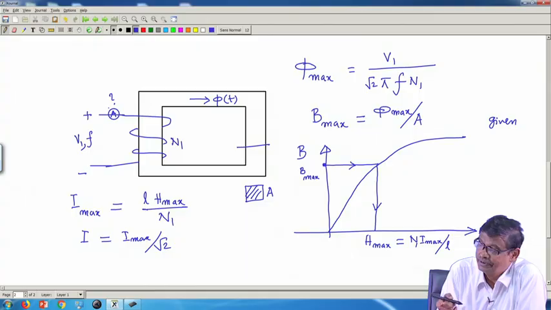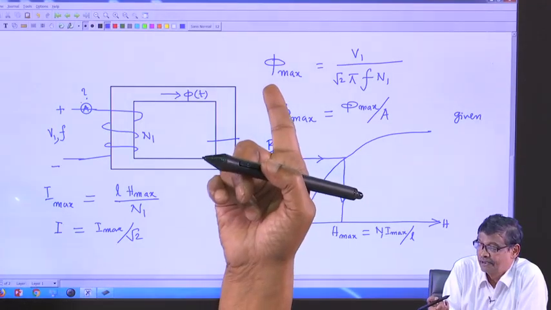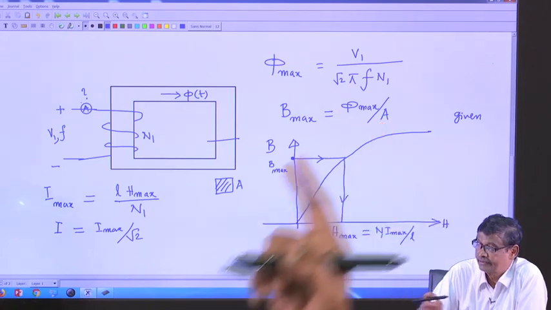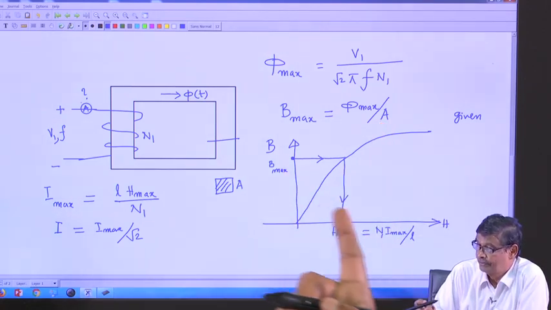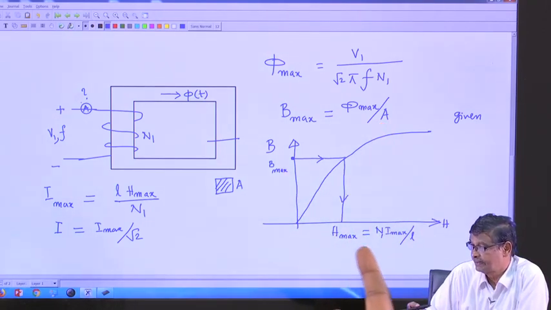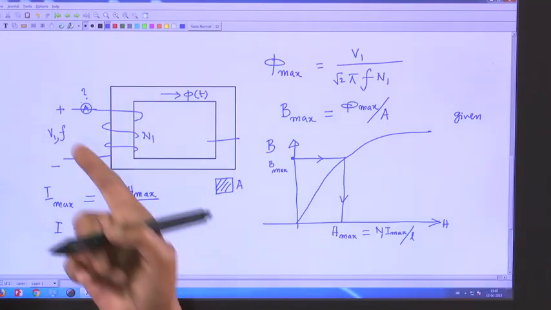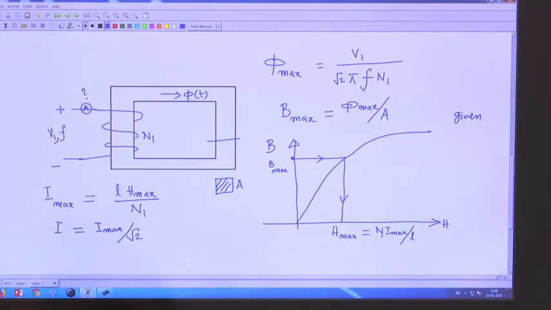So, what I will do is this: I will first calculate phi max, then I will calculate B max. If B max is known, then I will calculate H max, and from that I will be able to calculate I max. That divided by root 2 will be the RMS value of the current. This you must understand.